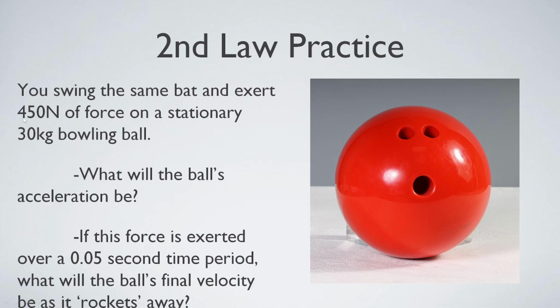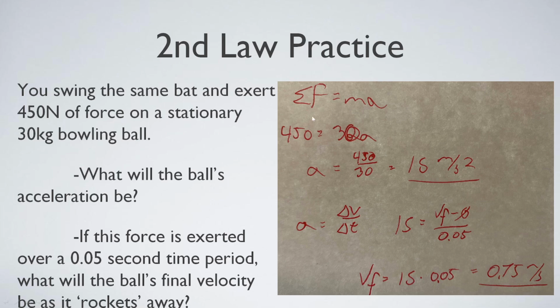We're going to apply 450 newtons to a 30 kilogram bowling ball. We're again going to find the ball's acceleration, but we're also going to find how fast the bowling ball is moving if that acceleration is applied for 0.05 seconds. So, same formula. The only real difference is we're going to plug in a much bigger mass. Originally, we had 0.1 kilograms. Now we got 30 kilograms. And so the acceleration is a much, much smaller 15 meters per second squared.